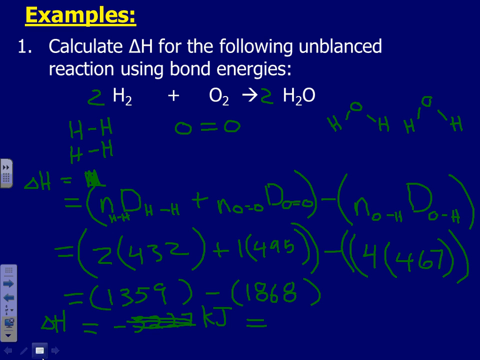What did we get? Negative, did you say 509? 509 kilojoules, not per mole, because it's just a delta H for that entire reaction, right? I guess it's per mole of oxygen because it's got a 1, right? Remember, that was yesterday's lesson. So we just leave it as kilojoules. Okay? Exothermic. Makes sense? When you burn hydrogen and oxygen, you get a lot of energy out of it.